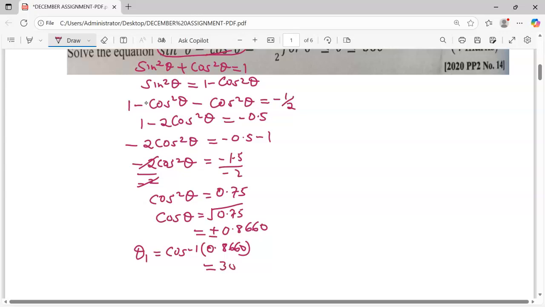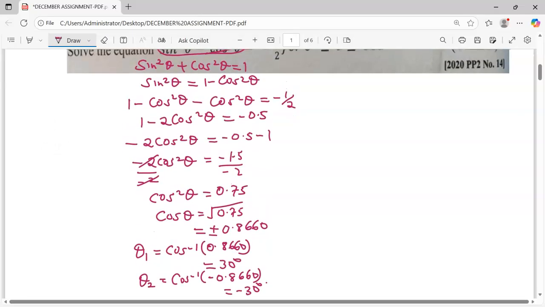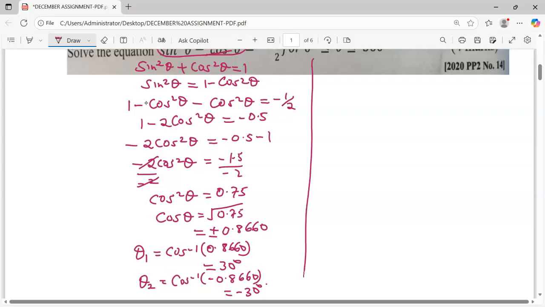and this is going to be equivalent to positive 30 degrees. And also to get the other value of theta, let me call it theta 2, we are going to take the cos inverse of negative 0.8660, and this is also going to give us negative 30 degrees. Once we have gotten that, we can now move direct to the unit circle. I'm going to use 2 unit circles.